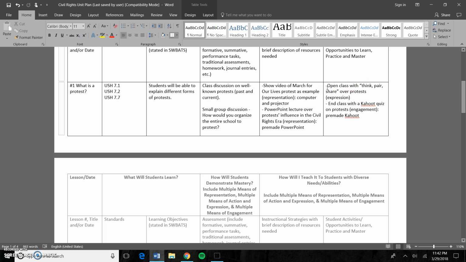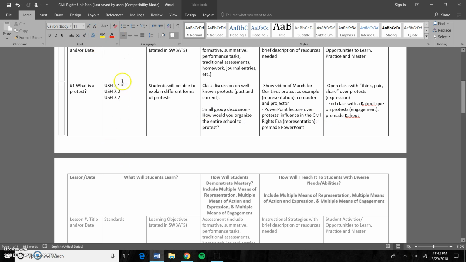Then we will open it up, allowing students to go into a think, pair, share over protests and what they already think about protests, what their initial knowledge is of them. And we'll be able to end class with a Kahoot quiz on protests. That is lesson number 1.